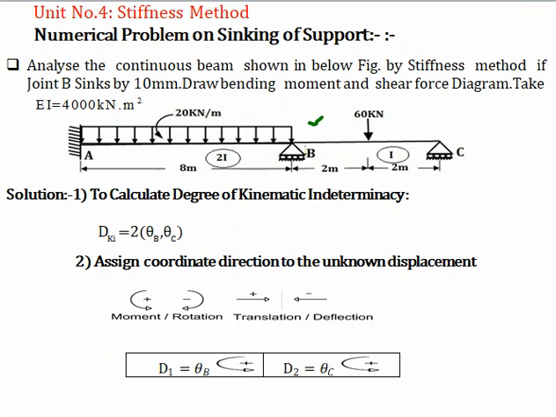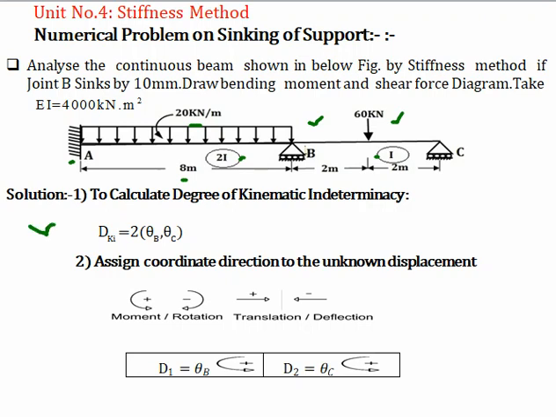Now AB span is loaded with a 20 kN per meter UDL. AB is equal to 8 meter in length. BC span has a point load at mid span, and BC is equal to 4 meter in length. Moment of inertia of BC is I and moment of inertia of AB span is 2I. Support at A is fixed support, B and C have a roller support.